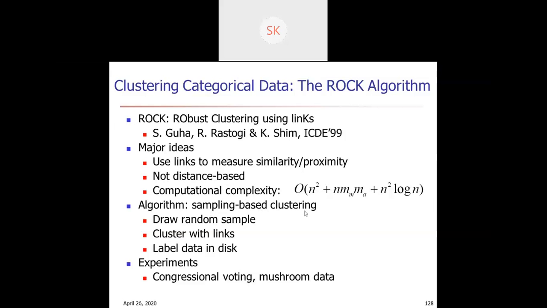The algorithm is sampling based clustering. Draw a random sample, cluster with the links, label the data on the disk. Experiments are congressional voting and mushroom data. So this paper reflects this experimentation by adopting the major ideas, that is, it uses the links to measure similarity. It's not distance based.